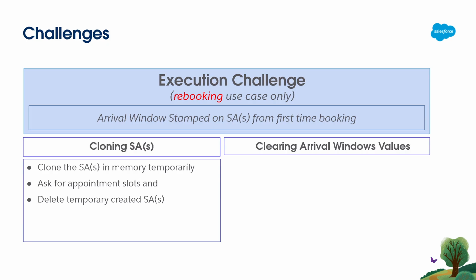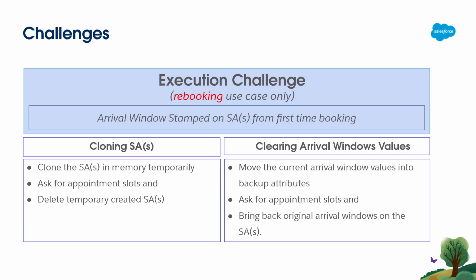Similarly, in case we want to play with the additional attributes, what we could do is move the current arrival windows onto temporarily backed up attributes and then clear those from the main service appointment. Ask for appointment slots as we generally do in a fresh booking. And then once we have the response, we can bring back those original arrival windows on the SAs.